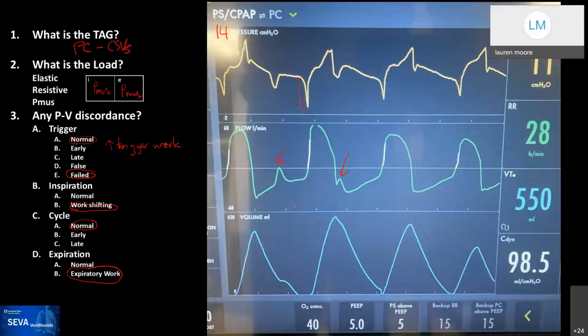So the first one is definitely a failed trigger. The second one is happening right after the end of the breath, which makes you wonder if this is some sort of early cycling at that point, because it's trying to continue to take a breath, but the machine has ended the breath.